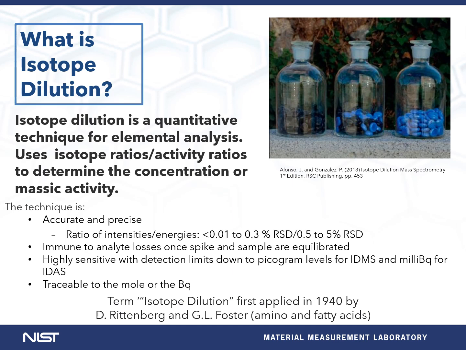The technique has many advantages over other approaches for concentration or basic activity determinations. One, it is very accurate and precise, as the technique uses ratio measurements rather than absolute measurements of intensities or energies. The measurement of ratios of intensities or decay energies is up to a factor of 10 better than what can be obtained measuring absolute intensities. Precisions of better than 0.1% relative standard deviation by multi-collector ICP mass spectrometry and better than 0.5% for energy ratios have been achieved. Two, it is immune to analyte losses once the spike and the sample are equilibrated.